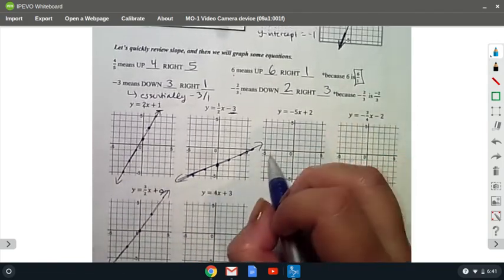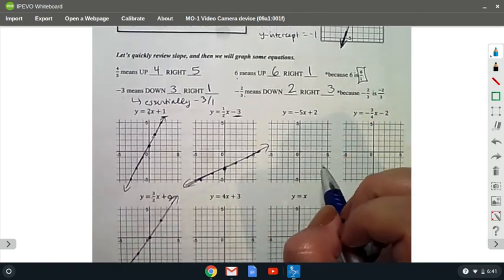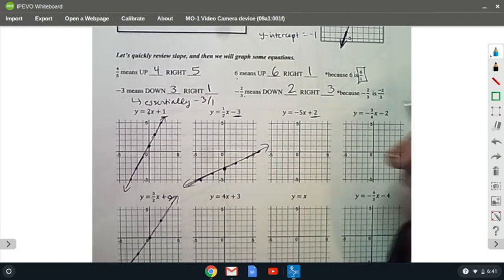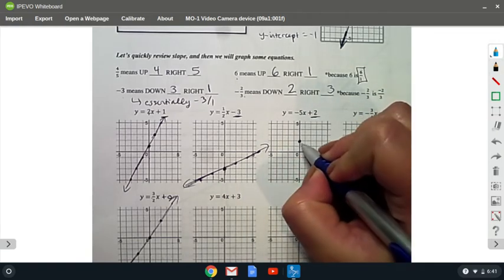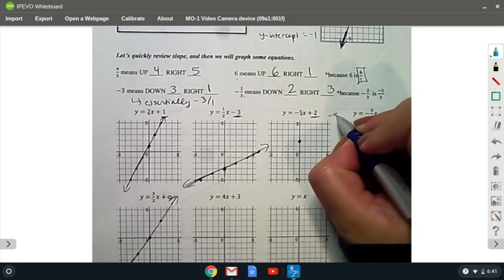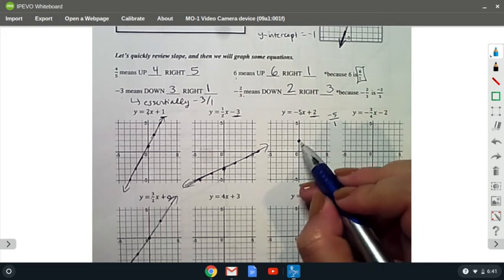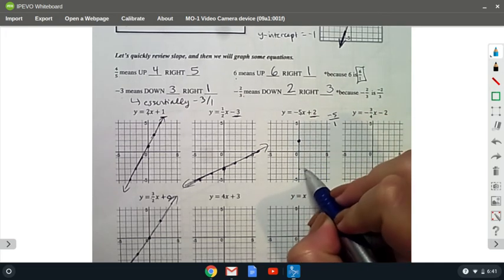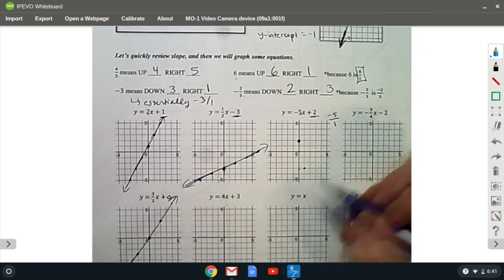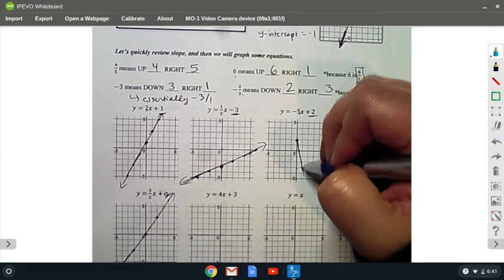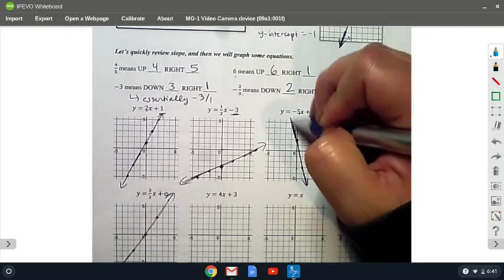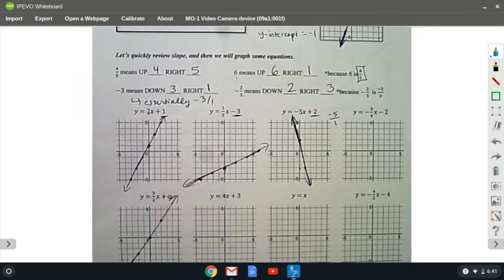Okay, I'm going to scoot back over here. I have -5x plus 2, so my y-intercept is 2. If I have -5, that's essentially -5 over 1, so I'm going to go down 5 over 1. I can't do that again because 5 is a big number, so I'm just going to connect my dots. You only need 2 points to make a line.